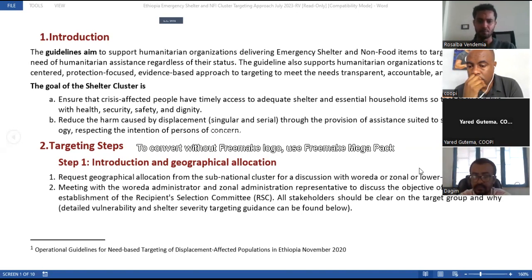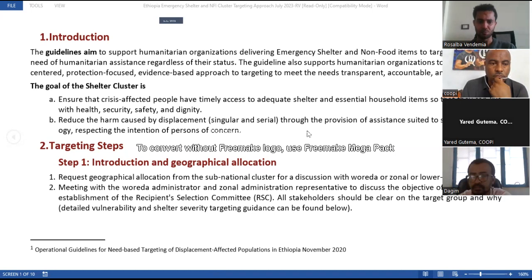So as a cluster, we have two objectives. The first one is to ensure the crisis-affected people have timely access to adequate shelter and essential household items so that they can live with health, security, safety, and dignity. This is the first cluster goal. So while we are doing our response, one, we have to respond timely to the needs as much as we can.